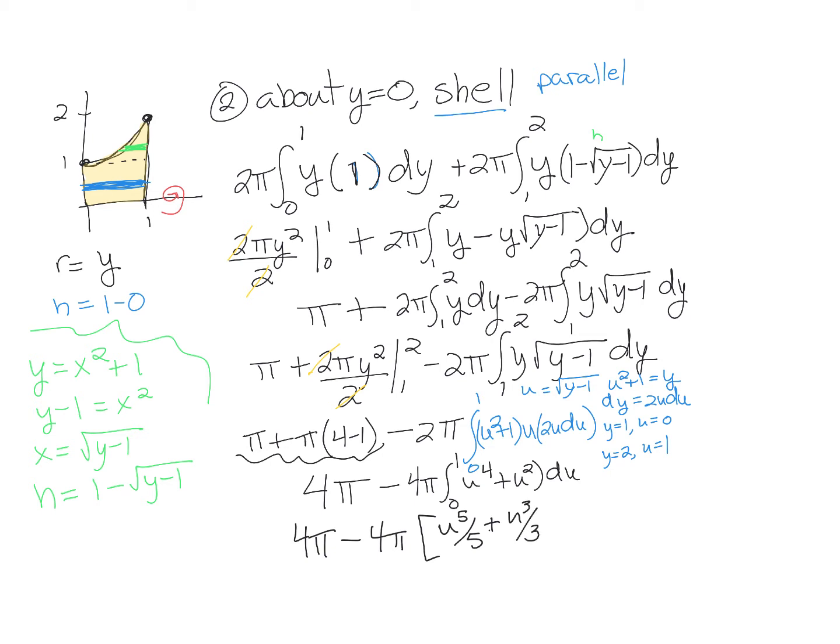Be careful plugging in your numbers. You're going from 0 to 1. So you've got the 4 pi in front minus 4 pi times. Plugging in the 1, you get 1/5 plus 1/3. Plug in the 0, you get 0. So common denominator in there is going to be 15. We have the 4 pi in the front minus 4 pi times. Getting a common denominator, multiply this by 3, this by 5. I get 3 and 5 is 8.